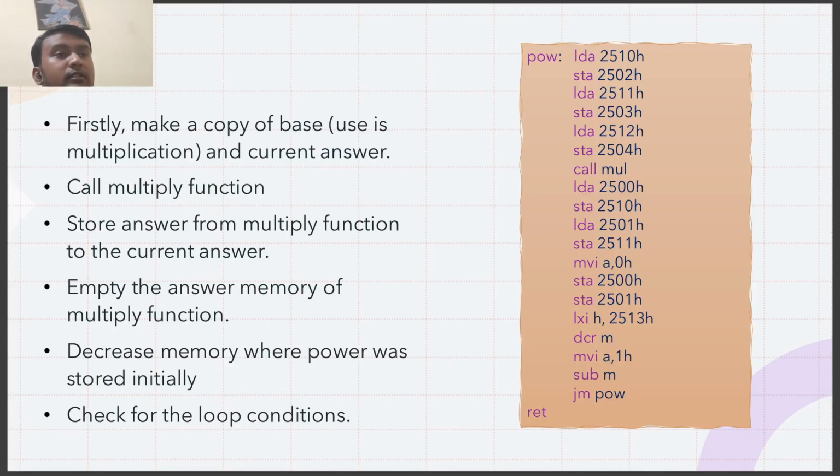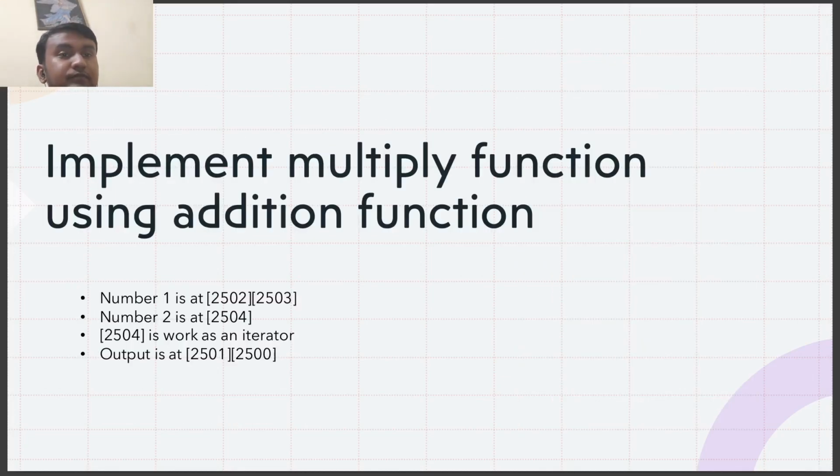So here I write the function for power. It's first to make a copy of base which is used in multiplication and a copy of current answer. Then call multiply function, store answer from multiply function to current answer, empty the answer memory of multiply function, decrease the memory where power was stored initially, and check the loop conditions.